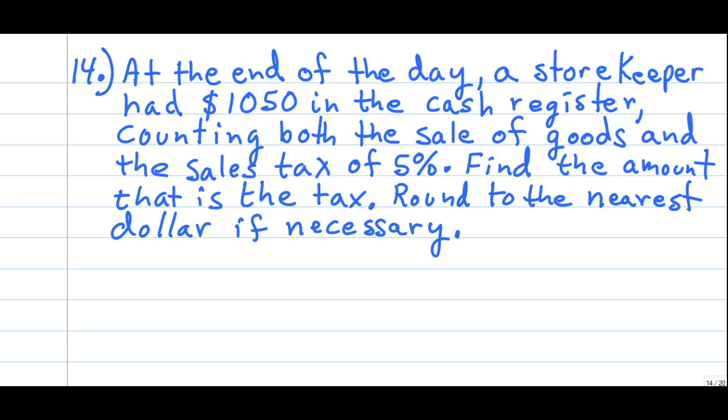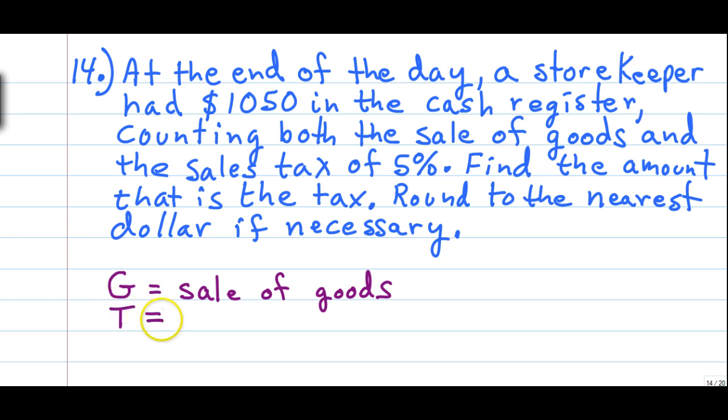So let's identify our two parts here. We're looking at the sales of goods. Let's go ahead and assign this a variable. Let's say that the sales of goods is represented by the letter G. The second part that we're looking at is the sales tax. Let's say that the tax is represented by the letter T.